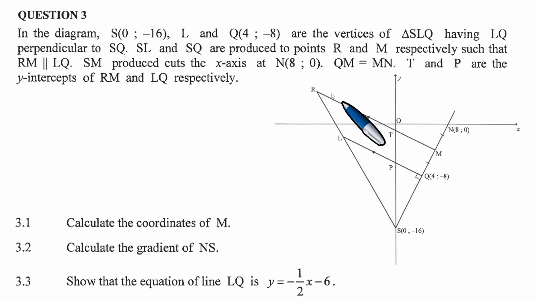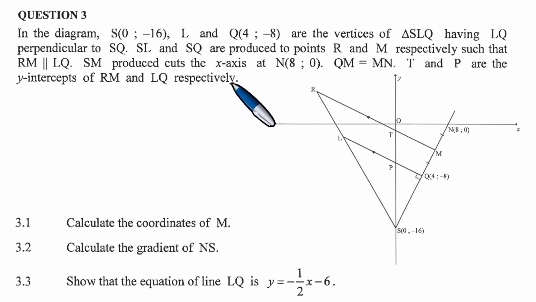So we have N with those coordinates, and QM is equal to MN. T and P are the y-intercepts of RM and LQ respectively. Now, calculate the coordinates of M. We need the coordinates of M.